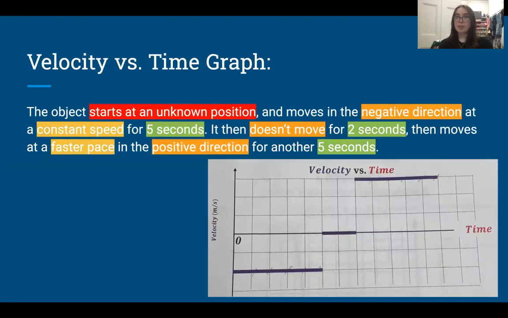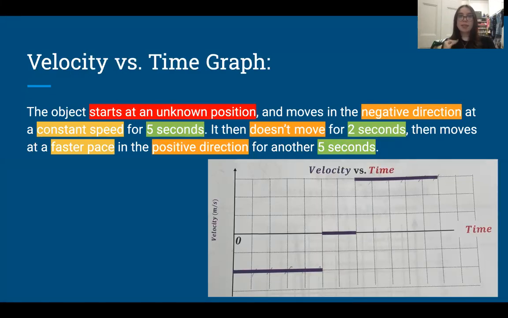Now we're looking at a velocity versus time graph. This one's a little more complicated, but it's really simple once you get down to the nitty-gritties. So the object starts at an unknown position, and we know this because we're not given a position. It's not a position versus time graph, but we are able to see that it moves in the negative direction at a constant speed for 5 seconds. It doesn't move for 2 seconds, then moves at a faster pace in the positive direction for another 5 seconds.